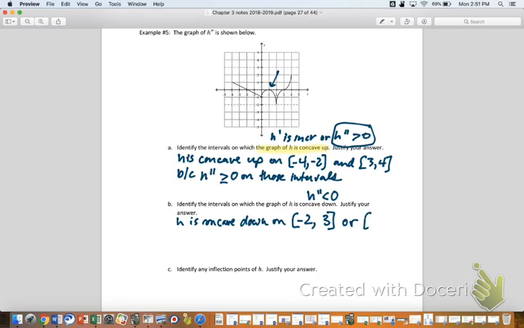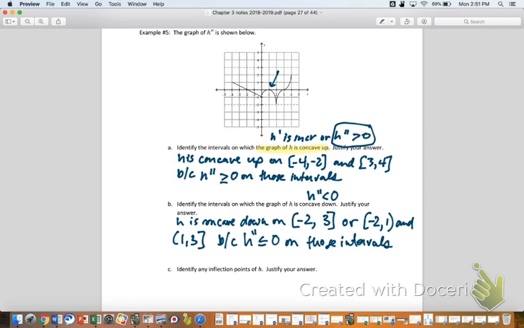Or you could say -2 to 1 and 1 to 3. I'd take either one of those. You could split it up into the 2. I kind of like this better because it's quicker. So that's fine. I'd take either one. Could you split it up into 3? Potentially, -2 to 0, 0 to 2, and 2 to 3. Sure. I don't see a compelling reason to do that, but if that's what you did, I have no problem with that at all. Because H double prime is less than or equal to 0 on those intervals.